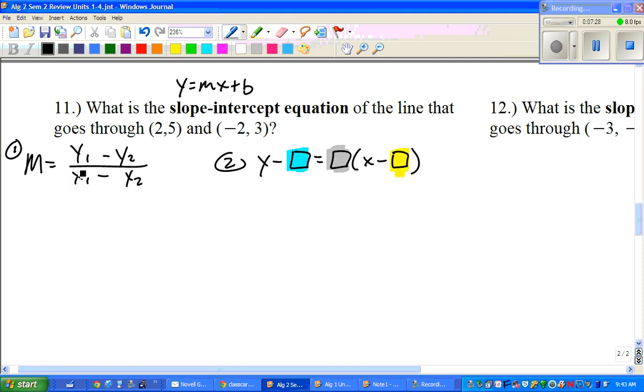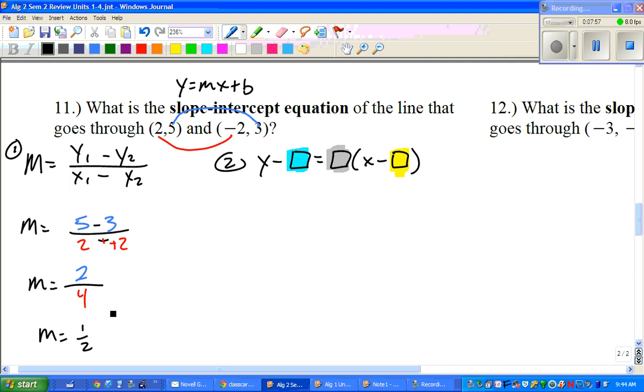Okay? So let's go ahead and get started, because the first thing we need is the slope. y1 minus y2, so 5 minus 3, and then 2 minus negative 2. You can do the click on the bottom. 5 minus 3 is 2, and 2 plus 2 is 4. Reduce the fraction, and you get 1/2, and that's your slope.